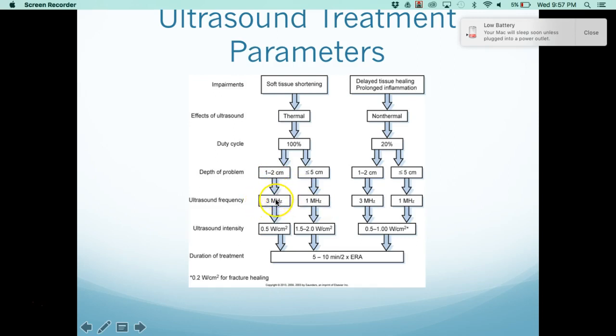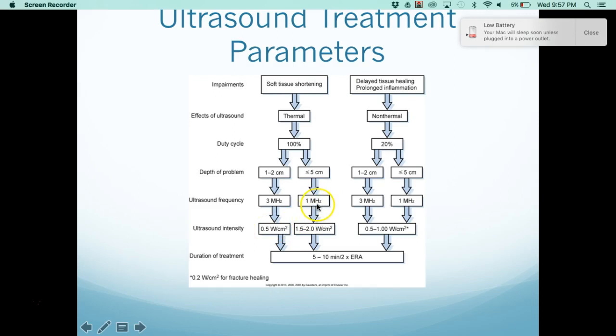And we know that with the 3 megahertz, it heats up. Remember from our graph that it heats up quite a bit faster. So you need to have that intensity quite a bit lower. And so here they're starting at 0.5 watts per centimeter squared. And we talked about not going any higher than 1.